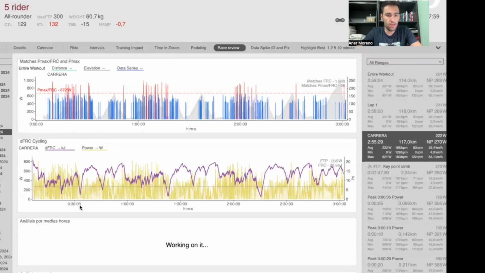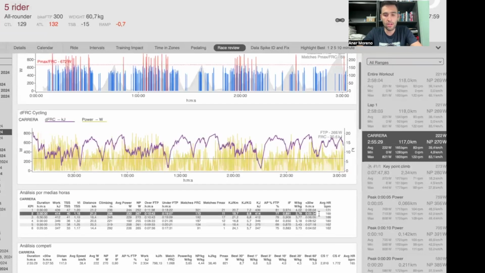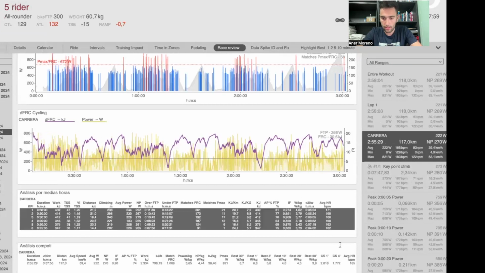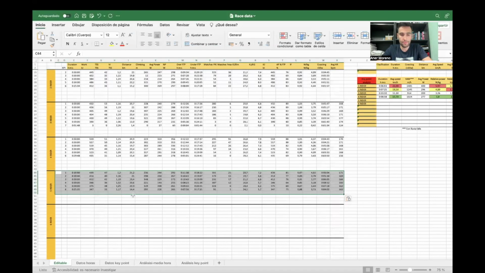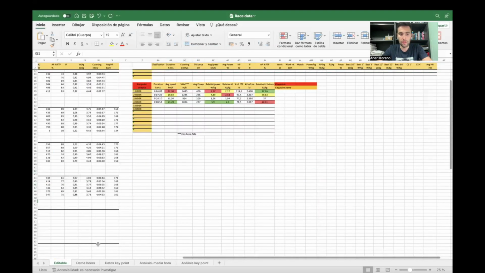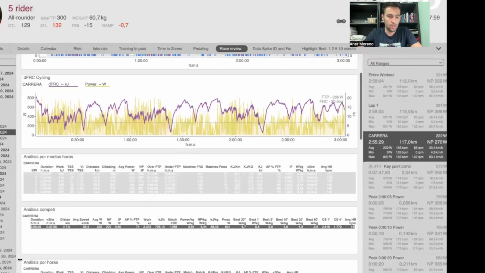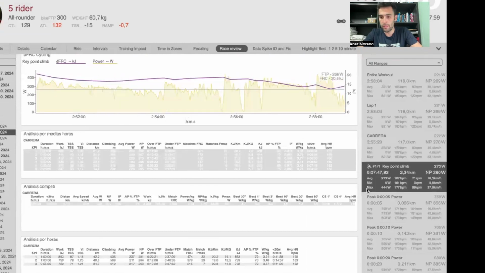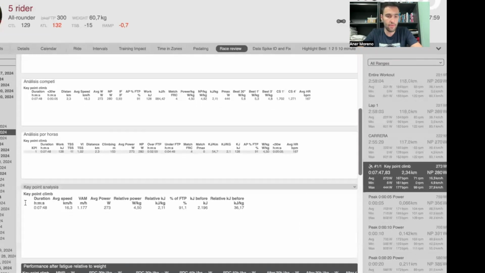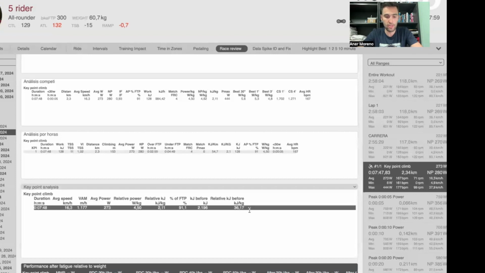This is rider 5, half an hour analysis. Let's take everything, copy paste, full race, copy paste, and the key point, the segment we created, key point climb, 7 minutes 48 seconds.